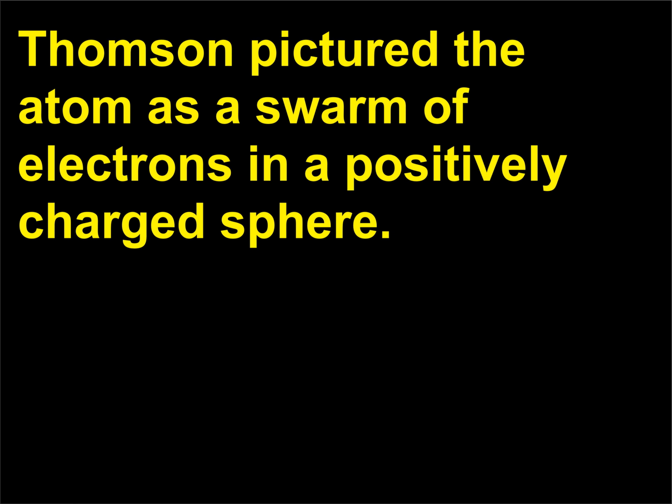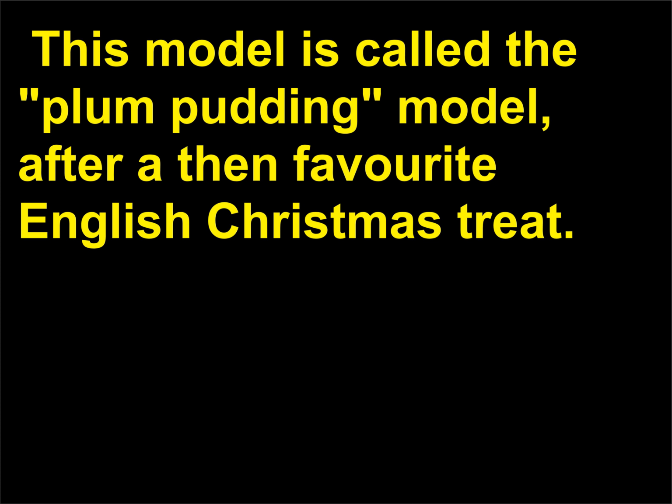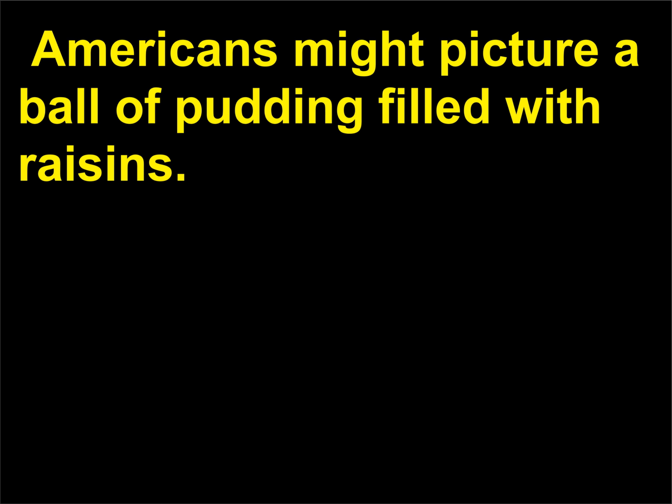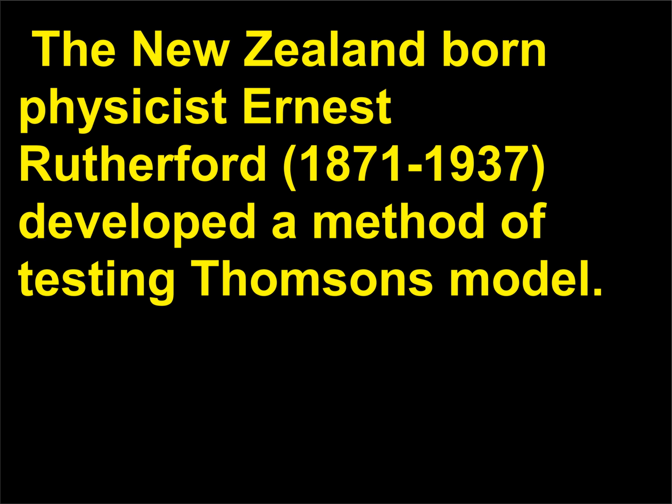Thomson pictured the atom as a swarm of electrons in a positively charged sphere. This model is called the plum pudding model, after a then-favorite English Christmas treat. Americans might picture a ball of pudding filled with raisins. The New Zealand-born physicist Ernest Rutherford, 1871 to 1937, developed a method of testing Thomson's model.